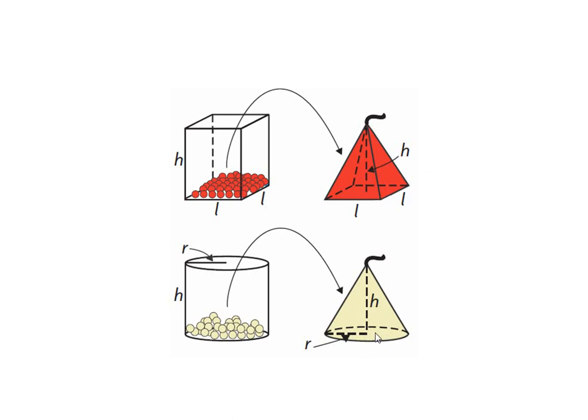If this cone and this cylinder have the same base, or equal bases, and they have equal height, then the volume of this cone is just one third of that of this cylinder.